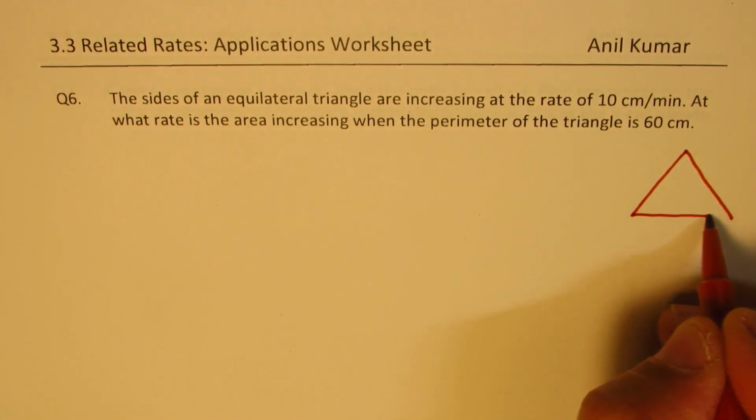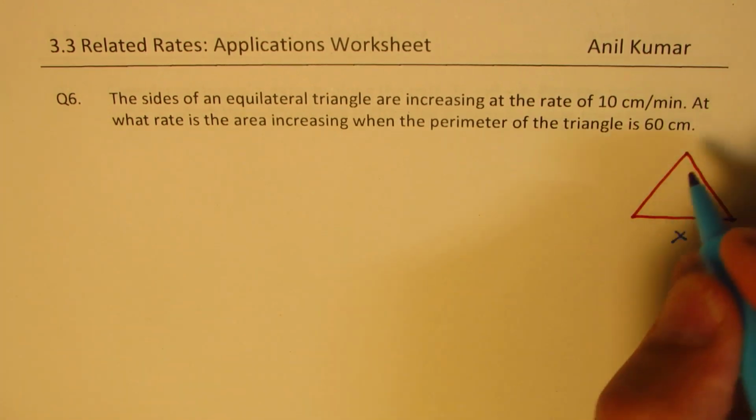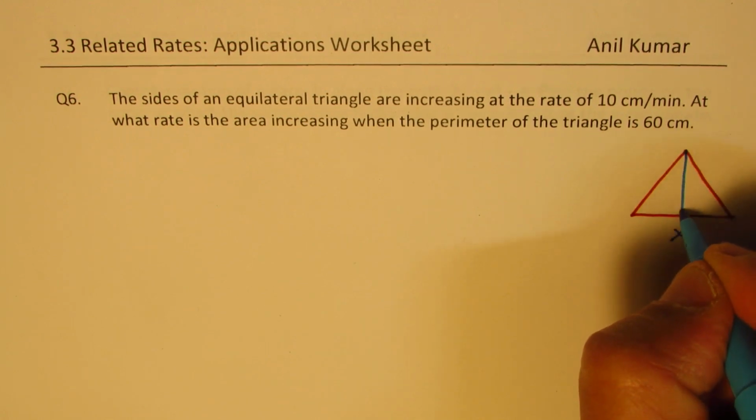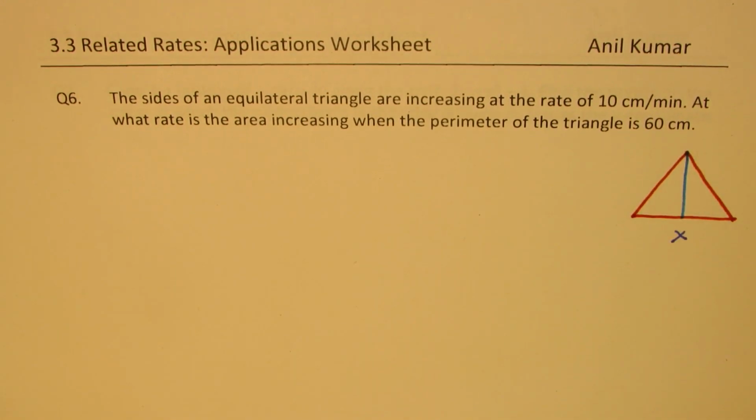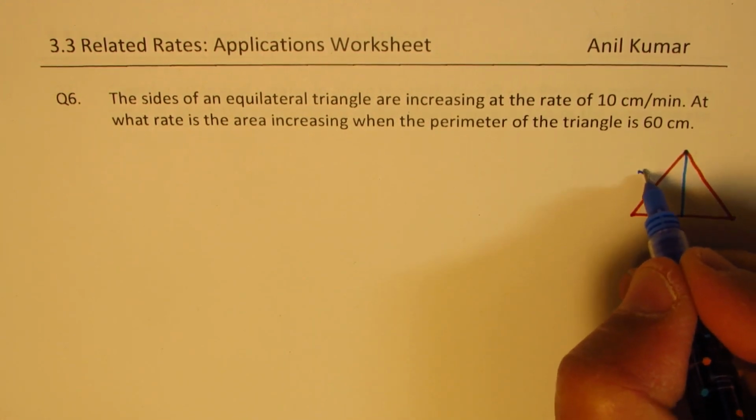So what is the area of an equilateral triangle? If I am given this side as x, then what is the area of the triangle? So you should know the formula, or you should be in a position to figure it out, right? So let's be very clear. If this is x, all sides are x, correct?